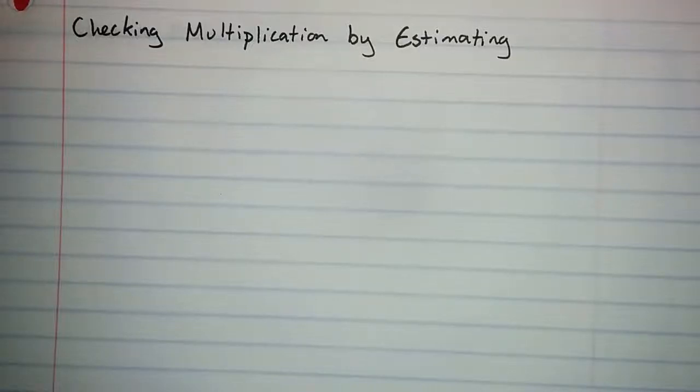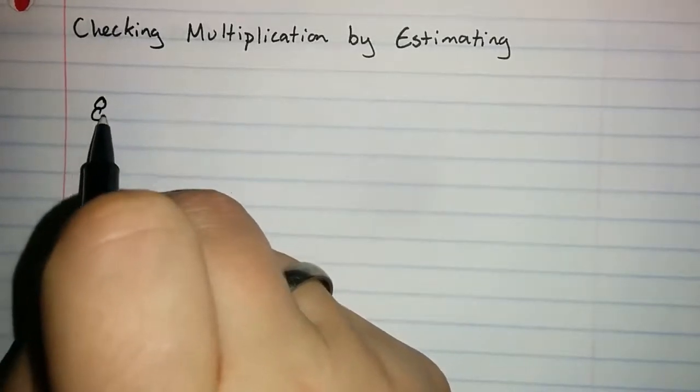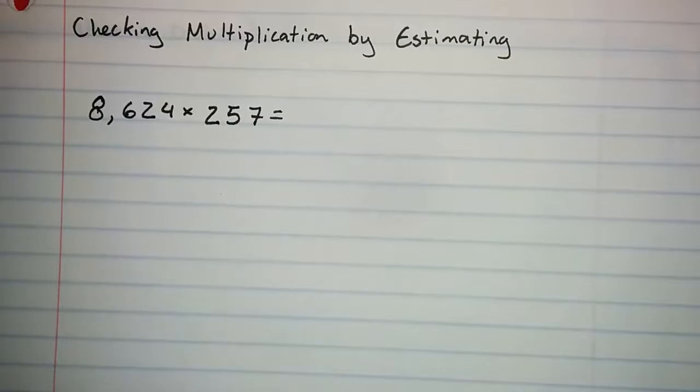Now, you may have noticed that multiplication of multi-digit numbers is time-consuming and error-prone. So we would like to have a method of checking our work when we've multiplied two multi-digit numbers. So let's suppose that we've just multiplied 8,624 times 257, and we've gotten 120,736.